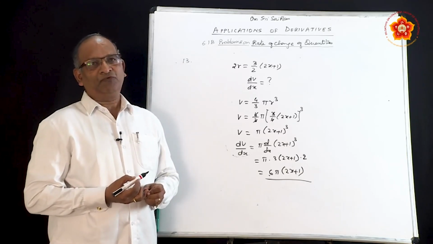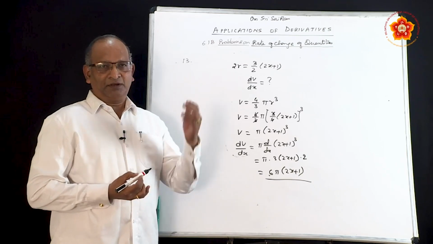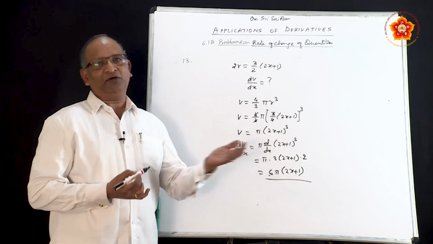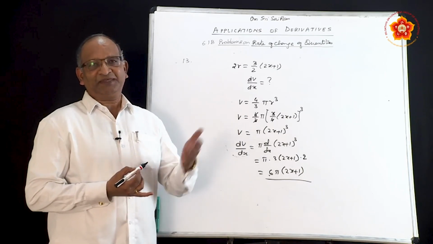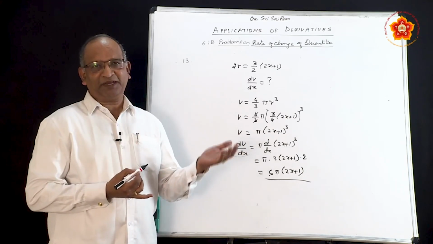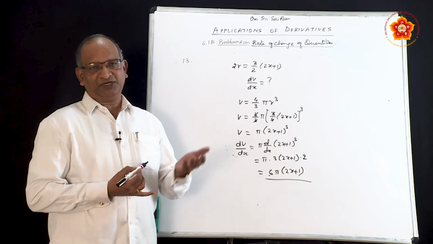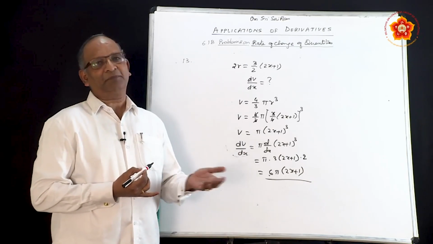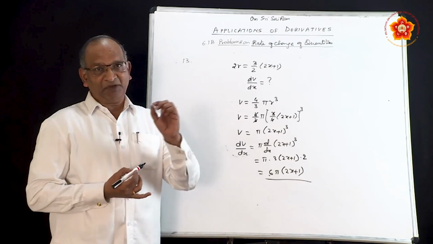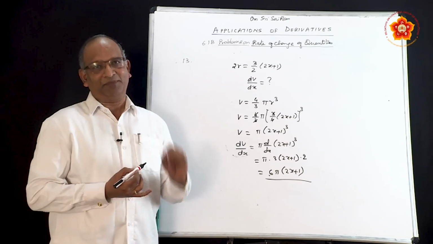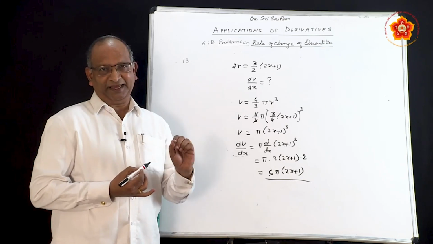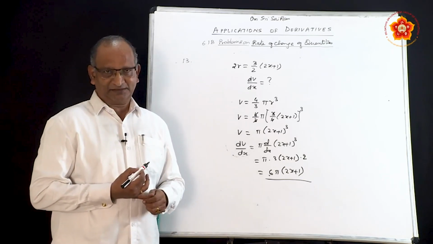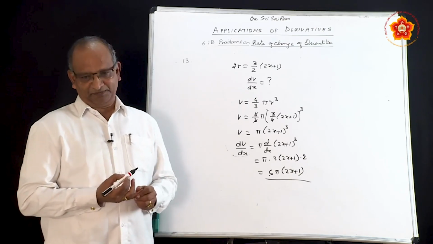This is how we solve these problems. If he says find the rate of change with respect to time, we need to find it with respect to t. If he says change with respect to a particular dimension, we have to find the rate of change with respect to that particular dimension. So, we have to be very careful while reading the problem. If we make a mistake there, instead of finding out one thing, we will be finding out something else. Let us move to the next problem.